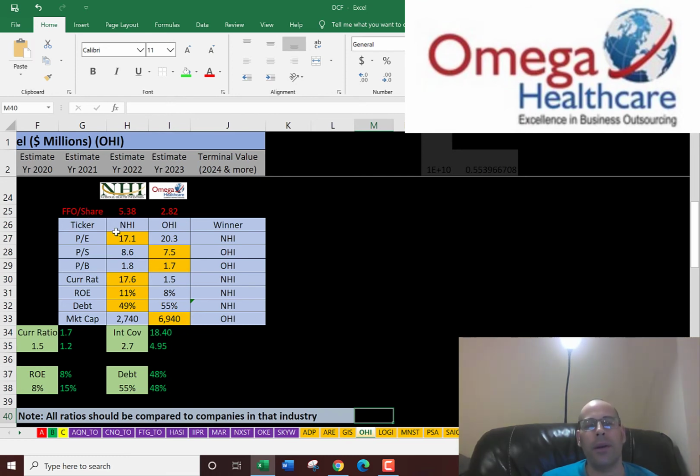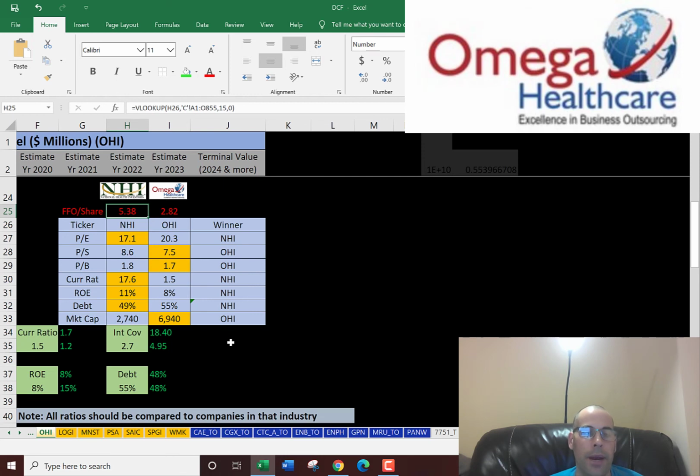Some investors look at funds from operations as a way to value REITs instead of the traditional PE, price to sales and price to book ratios. Funds from operations takes the net income and adds back amortization and depreciation, then subtracts out any gains on sale of real estate. If you break down the funds from operations on a per share basis, NHI is almost double as much as Omega. The higher the FFO ratio, the better. So NHI wins in that category, but everybody has their own way to look at companies, their own analysis.